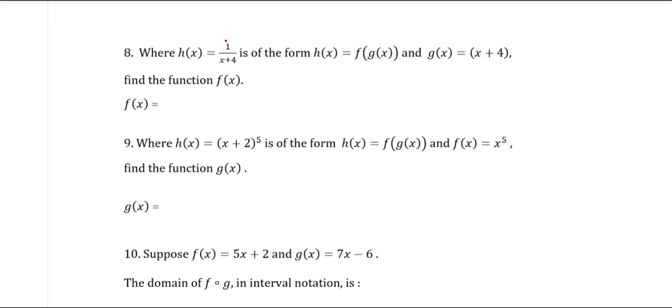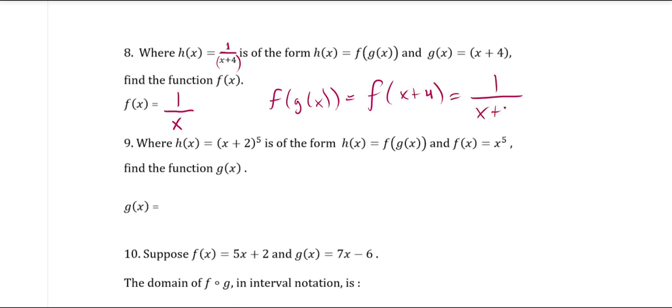And the idea is that the other thing going on in h is this reciprocal pattern, which is what I want f to do. I want f to take in x plus 4 and give me its reciprocal. So if it's taking in anything, it should give me back the reciprocal of that thing. And then indeed, f of g of x would be f of x plus 4, which would be 1 over x plus 4, which is precisely what h was defined to be.